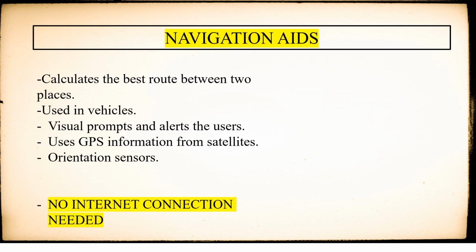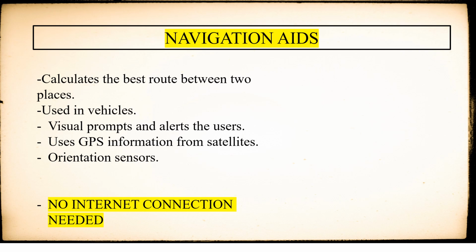Coming to navigation aids. Navigation aids are mainly used to know the location. They tell us the best route between two places, and also show us the speed and the alternate route. They are mainly used in vehicles. There will be visual prompts that alert the users. Visual prompts mean you will be told when to take a turn or an exit, such as a voice saying take the next right in 100 meters. So that is prompting, and it alerts the users.